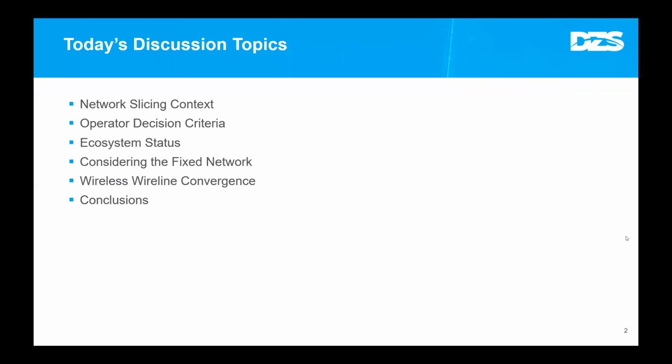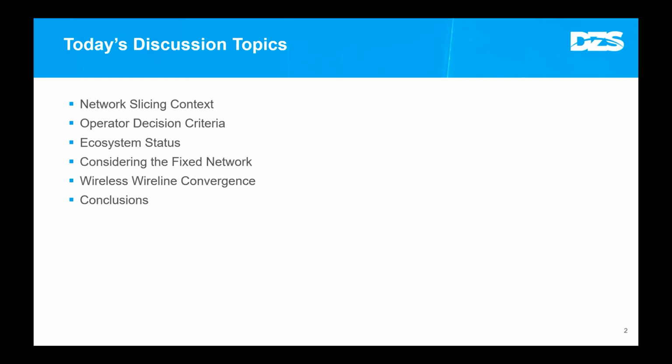So here's a list of the topics we'll be covering. We'll start with context and really an explanation and background on network slicing, our perspective on what it means and why it exists and so forth. We'll talk a bit about the decision criteria for operators who are going to implement network slicing in the context of what's happening in the industry.